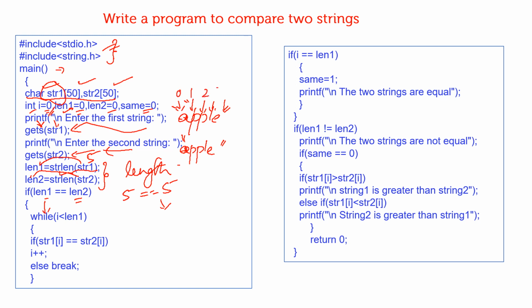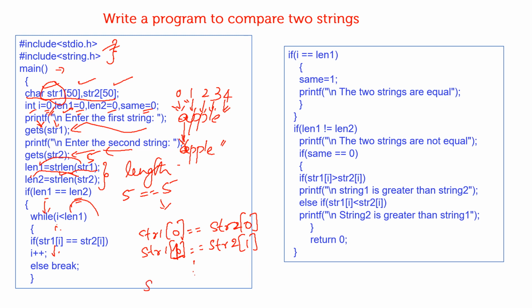Now it checks one by one: 0, 1, 2, 3, 4. So for 0, the first character it will check, when i is equal to 0, as I have explained in the algorithm. So string 1 of 0, whether it's equal to string 2 of 0, that first condition will be checked. If it is equal, i gets incremented. Next it enters the loop, then it checks string 1 of 1, whether it is equal to string 2 of 1.